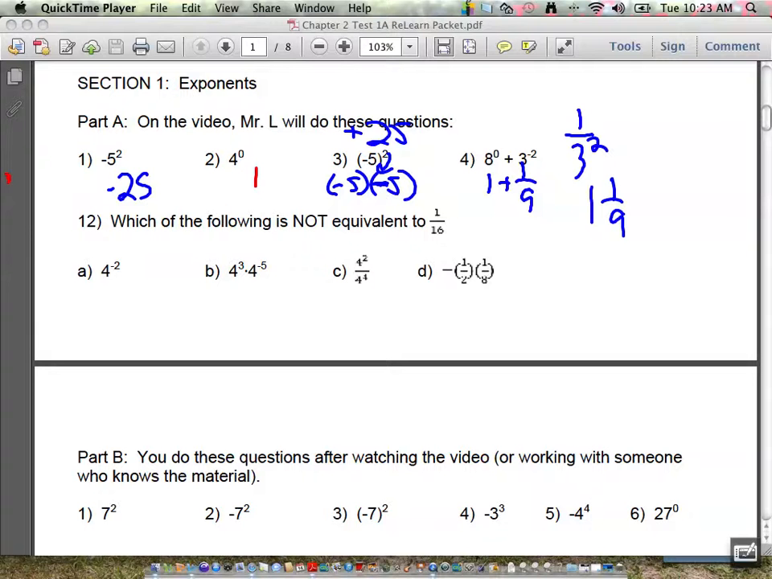All right. Now, let's take a look at number 12. Another challenging question. We said that number 4 was very difficult. As we go through and look at number 12, this is a very typical kind of question that they'll ask on the state, and it's a process of elimination kind of question. It says, which of the following is not equivalent to 1 over 16?